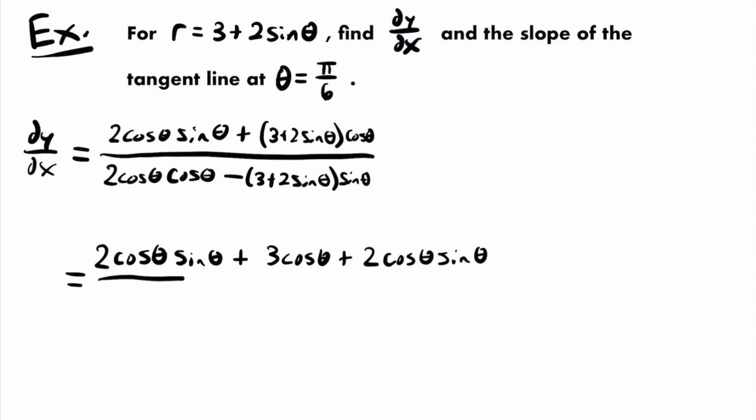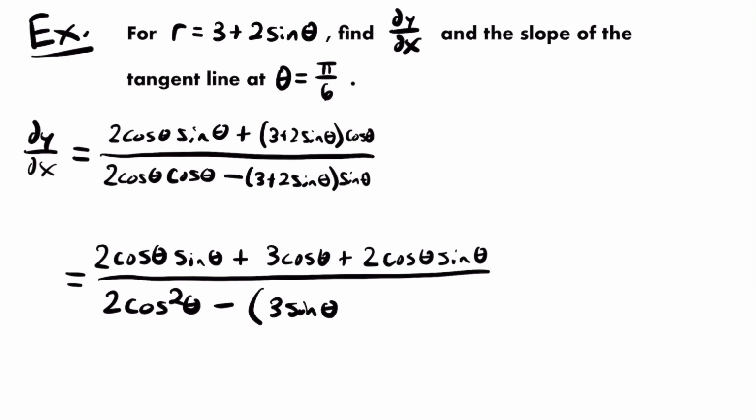All right, and then that will be divided by 2 cosine theta times cosine theta, which will be 2 times cosine squared theta. And then we are subtracting this sine theta multiplied through this quantity. So we're going to have 3 times sine theta, that's sine theta times 3, and then sine theta times 2 sine theta will give us plus 2 sine squared theta. All right, and then if we distribute this negative through this quantity, we'll have negative 3 times sine theta and negative 2 sine squared theta. So I'm just going to erase these parentheses and change this plus sign to be a negative sign.